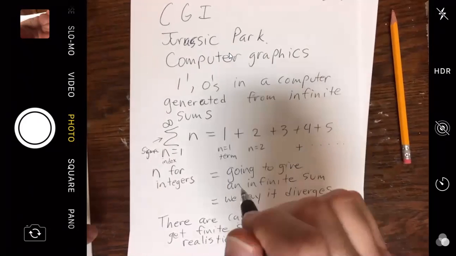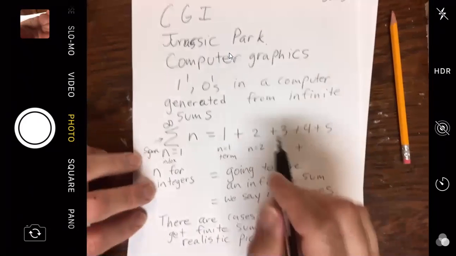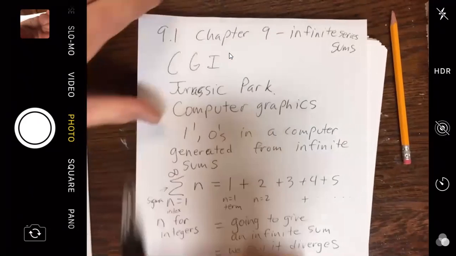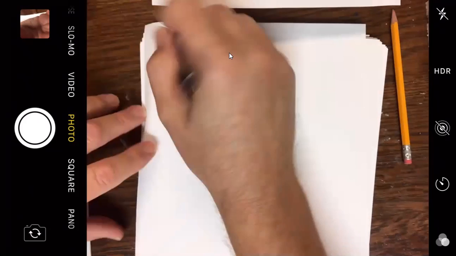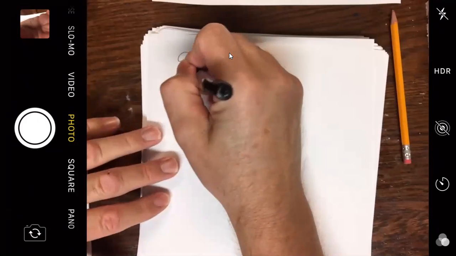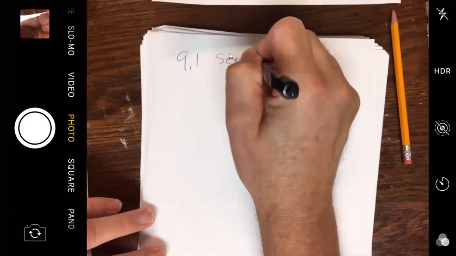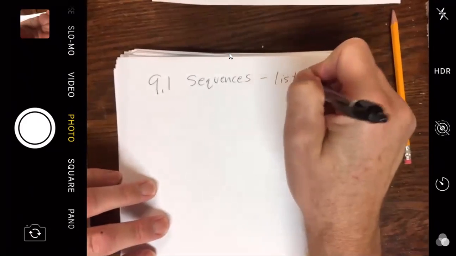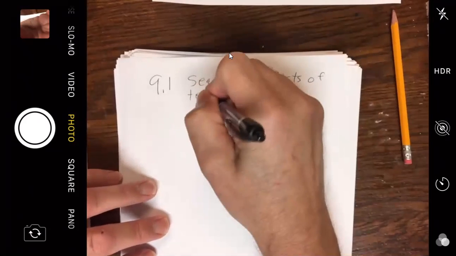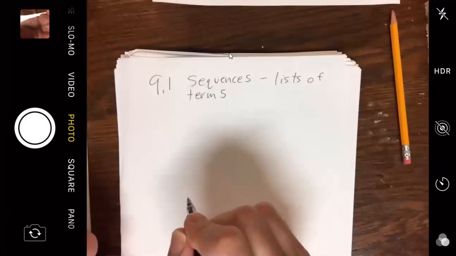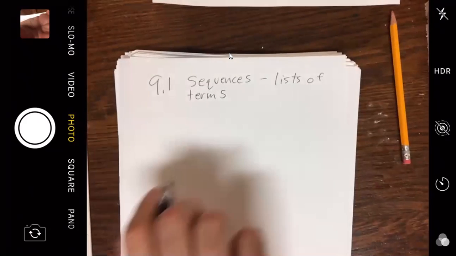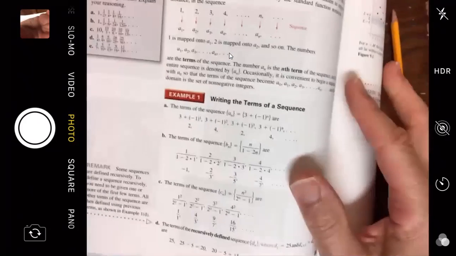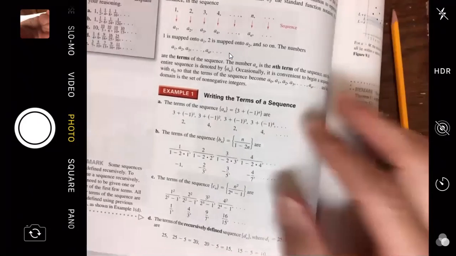Nope. Okay. So what happens is before we can get into these sums, we've got to go to 9.1. 9.1 is actually about something called sequences. And sequences are lists of terms. Okay, and so that's where they start. And it's really pretty straightforward.